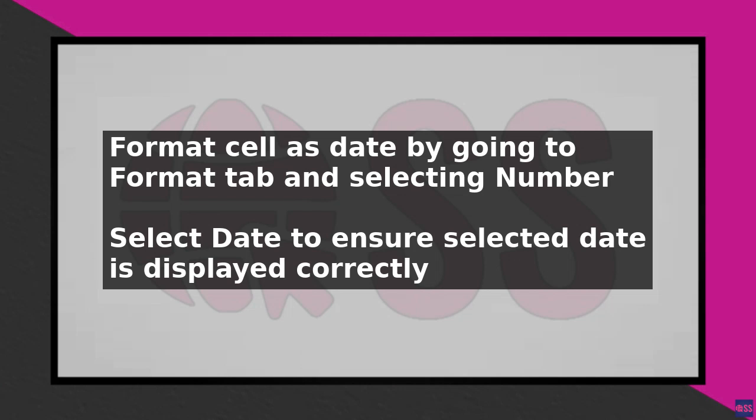By following these steps, you can easily add a calendar date picker to your Google Sheet and make it easier to select dates. This can be especially useful when creating schedules or tracking deadlines. With a date picker, you can avoid having to manually type in dates and reduce the risk of errors.